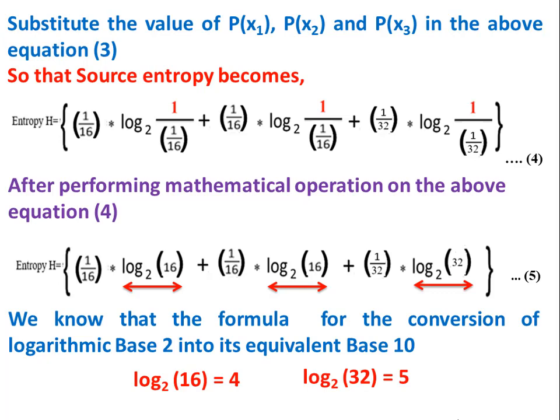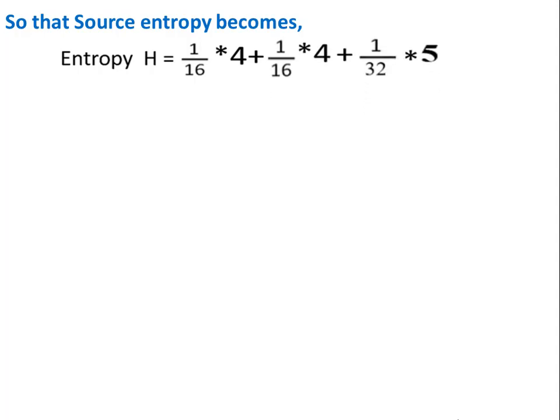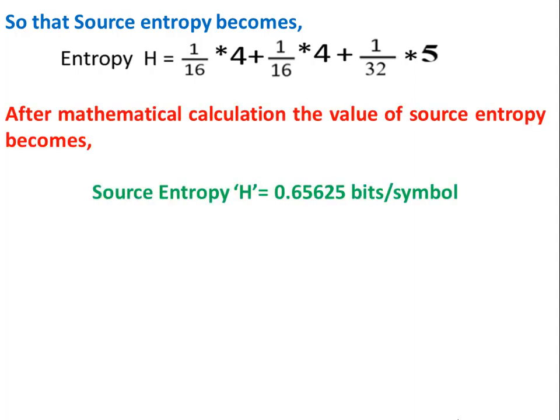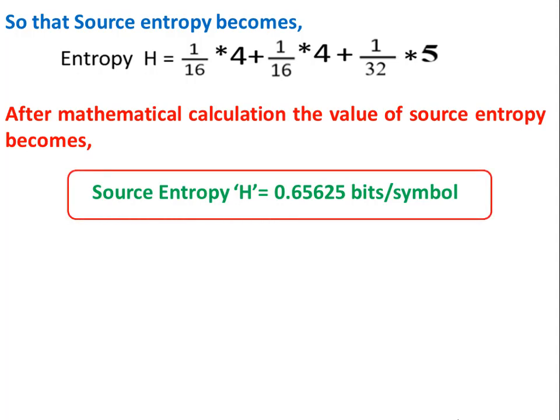Substitute the values of these two logarithmic terms in the above equation, so that the function of source entropy becomes H is equal to 1 by 16 into 4 plus 1 by 16 into 4 plus 1 by 32 into 5. After mathematical calculation, the value of source entropy becomes H is equal to 0.65625 bits per symbol. This is how we have to solve for the value of source entropy H for a given problem.